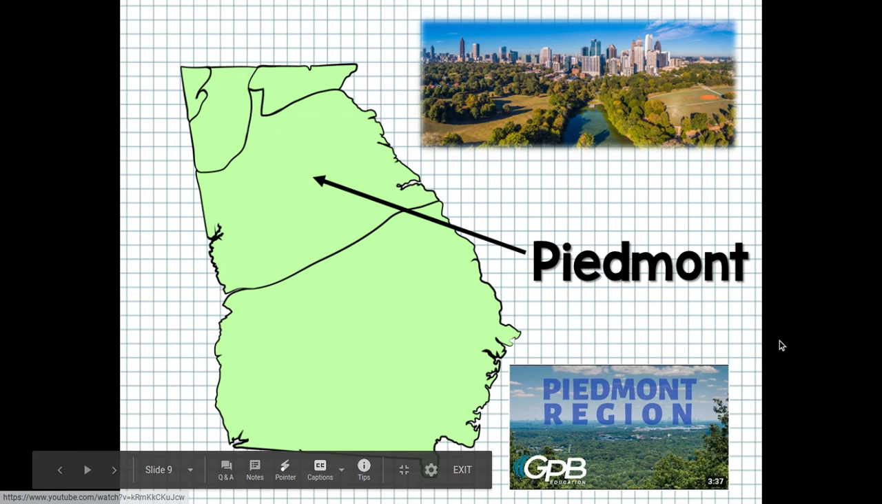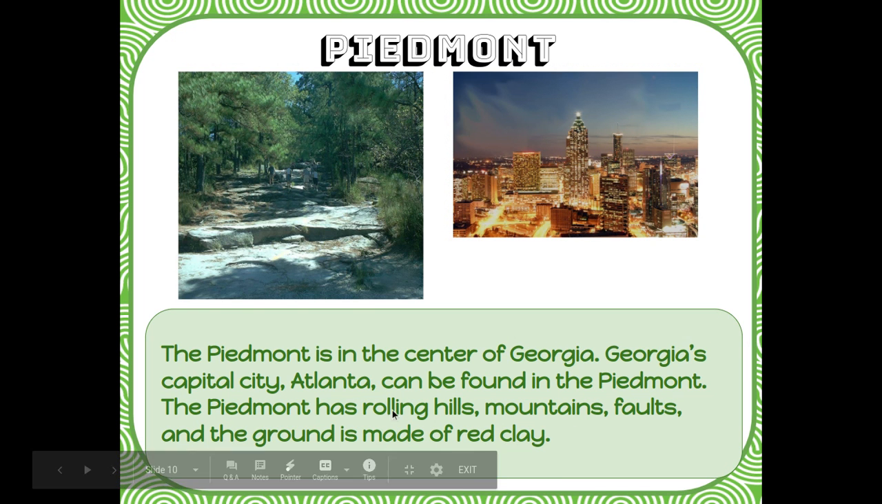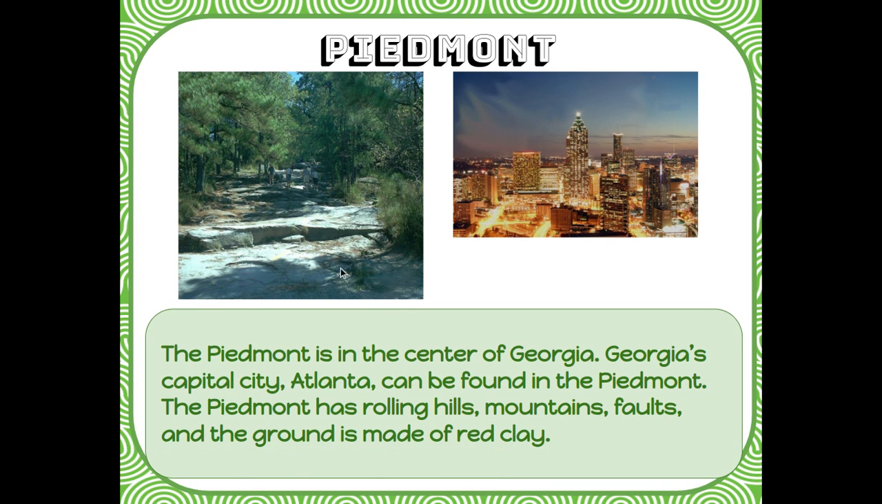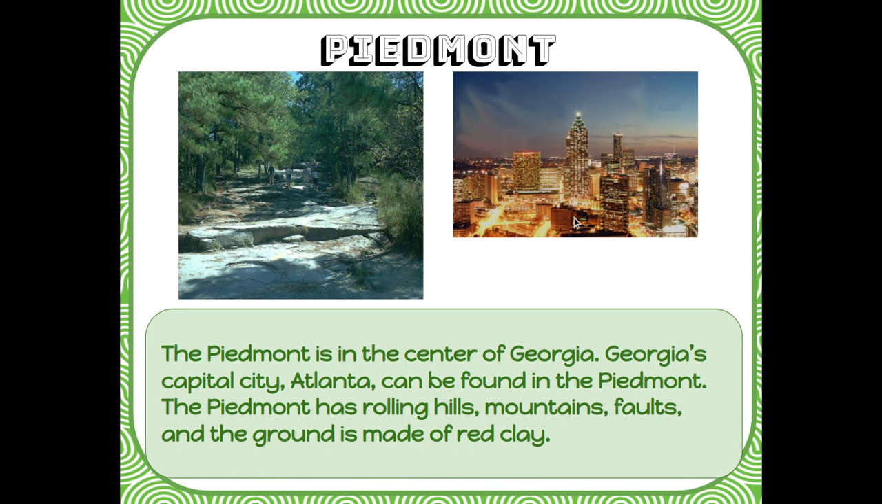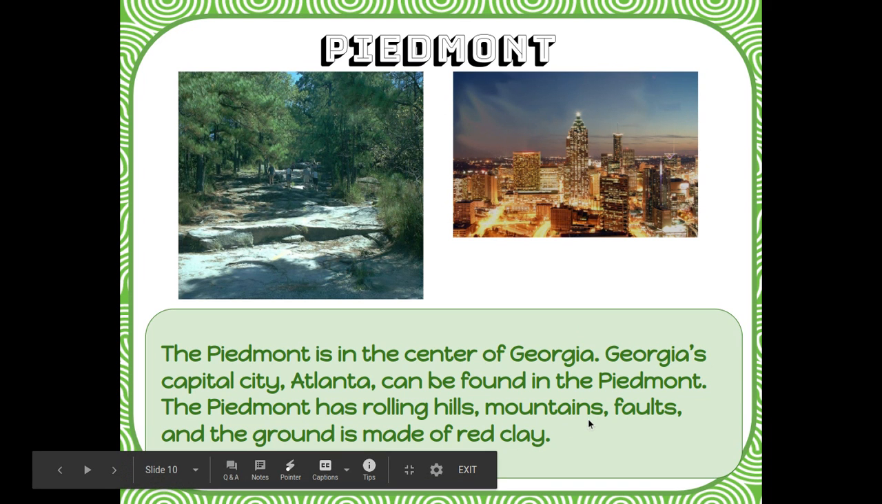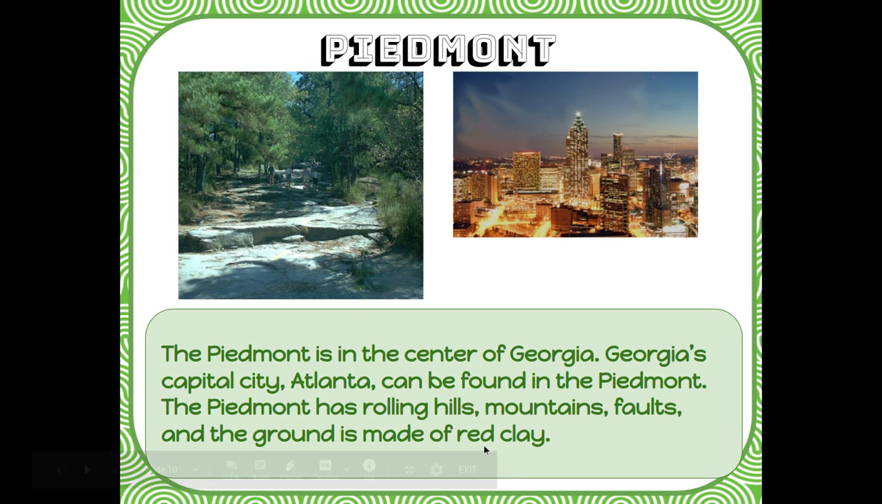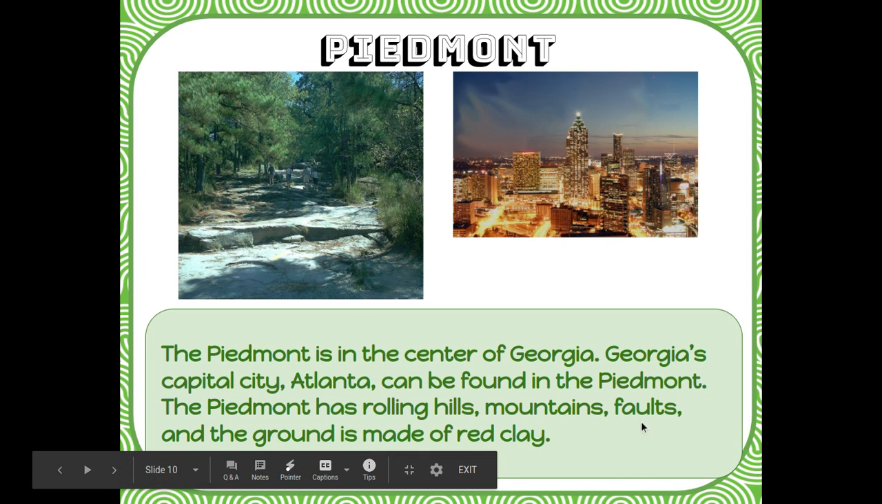Here's the video from GPB. The Piedmont is in the center of Georgia. Georgia's capital city, Atlanta, is found in the Piedmont. The Piedmont has rolling hills. Up close to the top, you start seeing a little bit of mountains, faults, and the ground is made of red clay. So you start seeing that red clay. We saw the outcrops of rock in areas there.